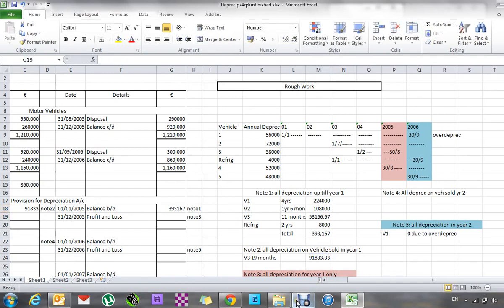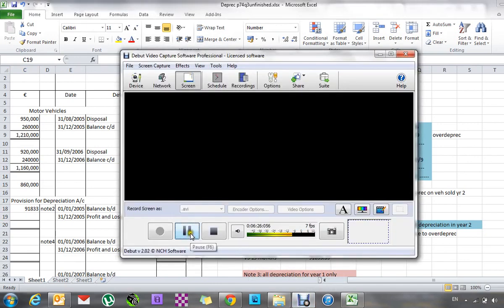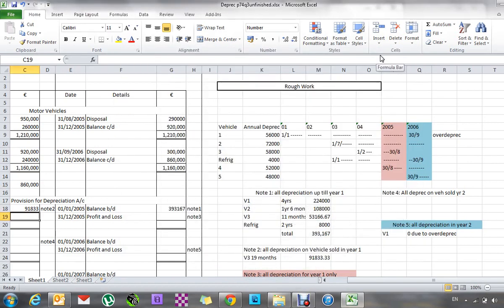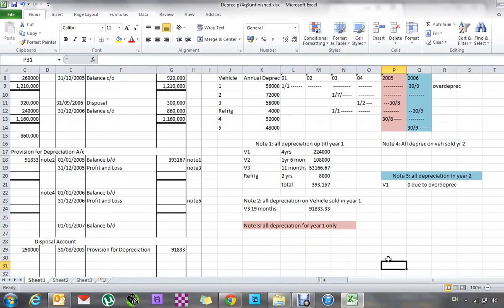Now I'm going to move on and look at the next step. We're back to note number 3 now. Note number 3 is going to be depreciation of everything that happened during this year. So I'm looking at this box here. I have a full year for the first one.